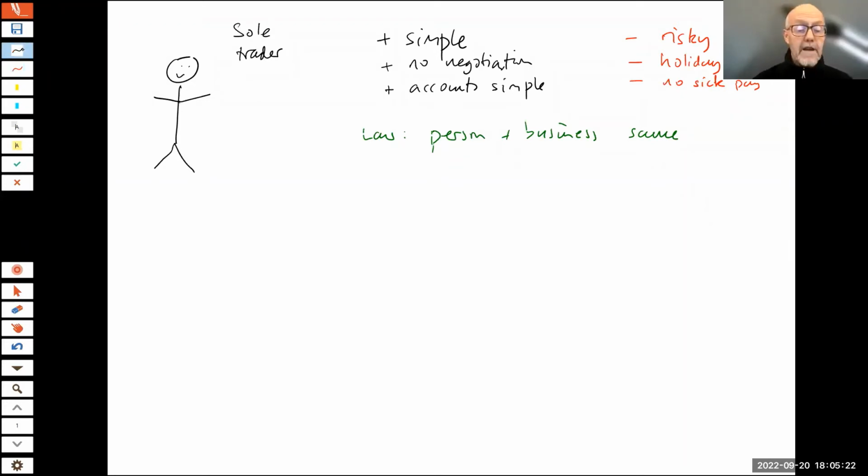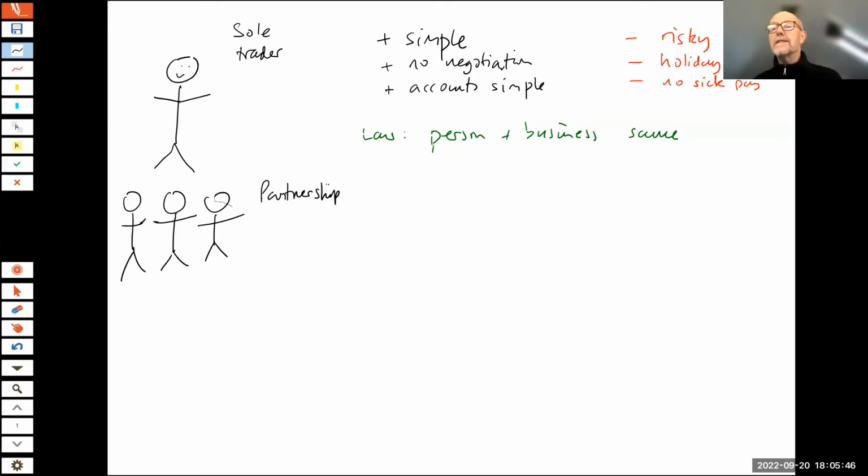Okay. So the next most complicated type of business is, of course, where we have lots of people working together, which is a partnership. Yeah, thank you, Kachushka. Partnership, the pros and the cons, the advantages, disadvantages are very similar. Accounts wise, a bit more complicated, and we'll look at the details of what the complications are.